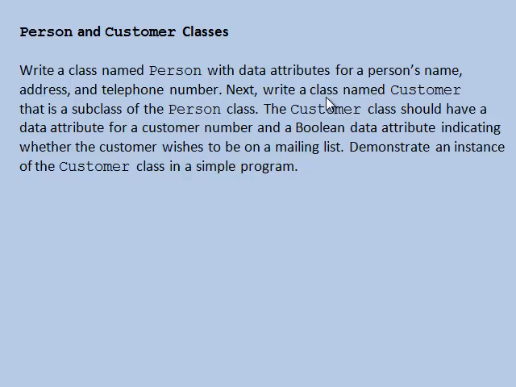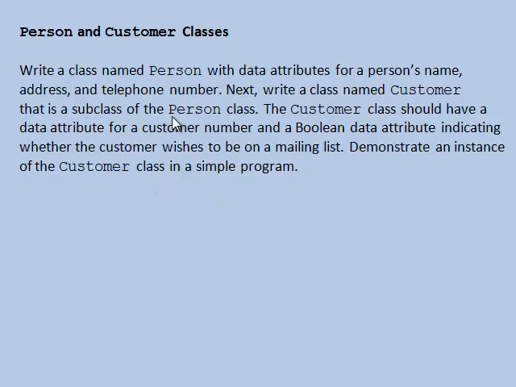Next, we're going to write another class named customer that's going to be a subclass of the person class. The customer class should have a data attribute for a customer number and a Boolean data attribute indicating whether the customer wishes to be on a mailing list. And then we're going to demonstrate these classes by having a program that creates an instance of the customer class.